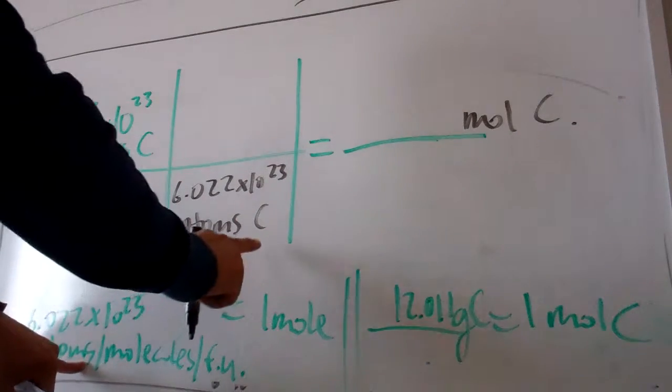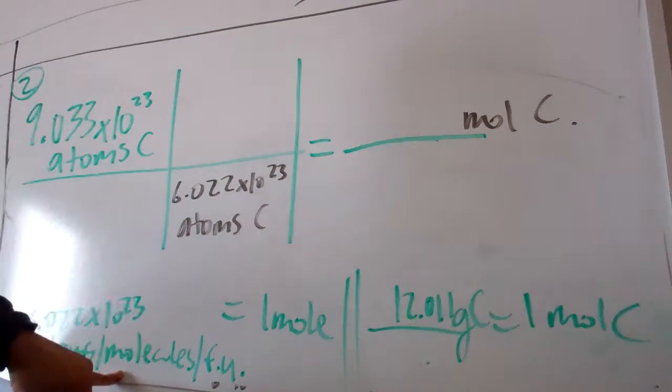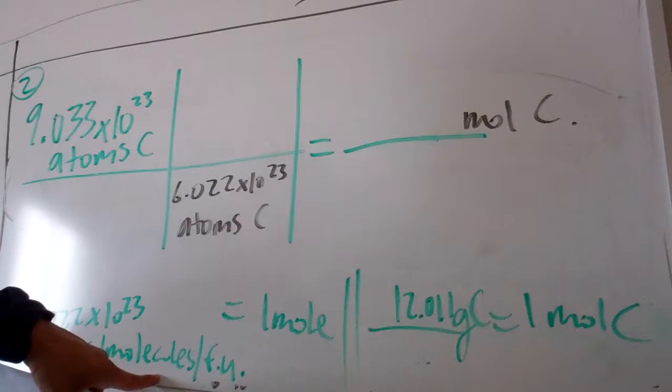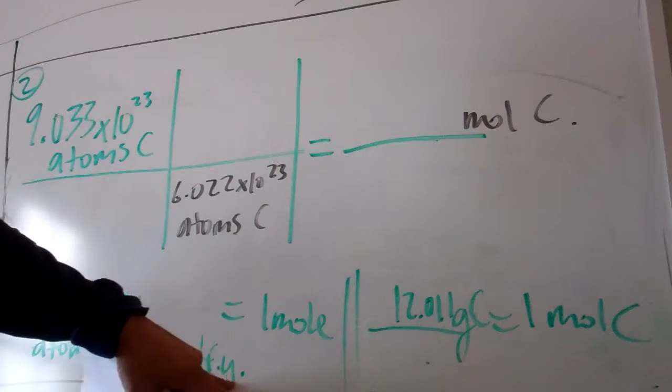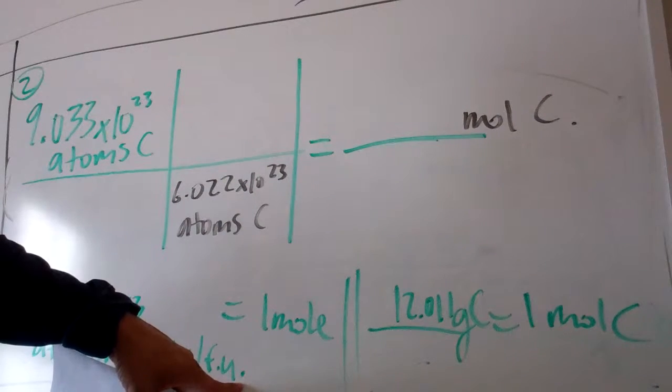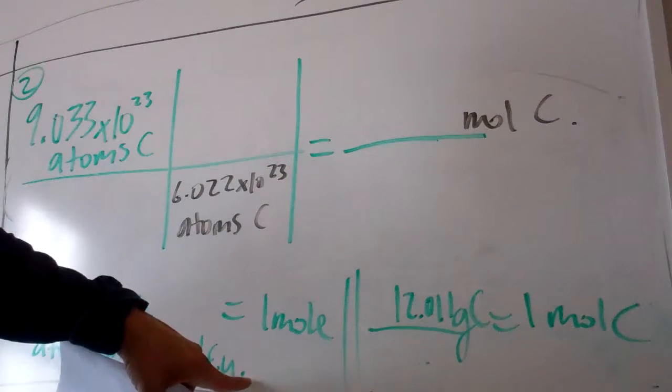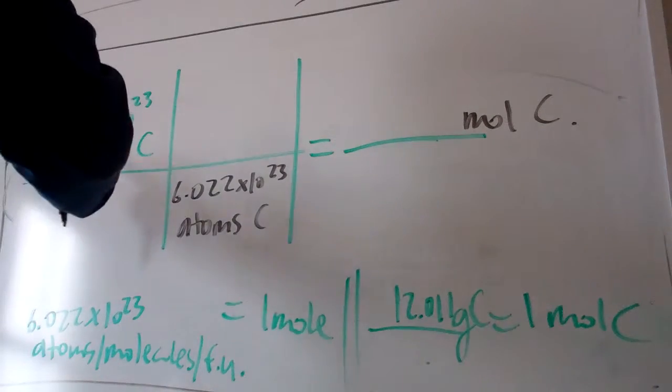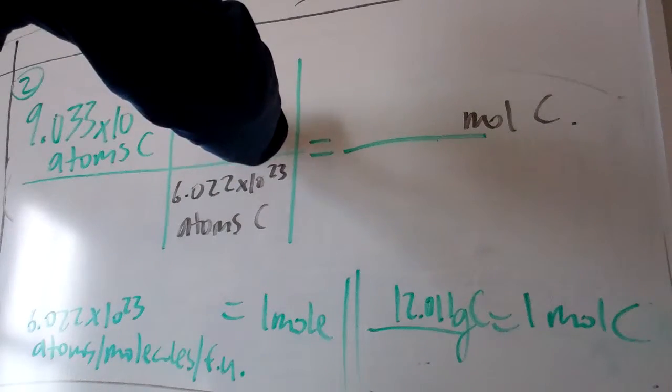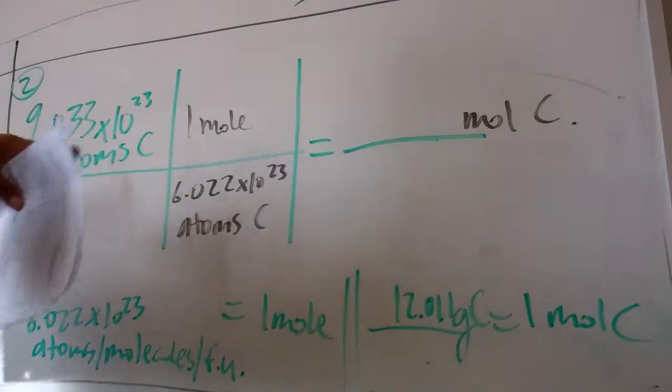If it's an atom by itself, an element, use atoms. If it's a molecule, that's basically a covalent compound, 2 nonmetals, then use molecules. If it's an ionic compound, which is either a metal and a nonmetal, or more than 1 nonmetal, then use formula units. So this is how many atoms are in 1 mole. This is my conversion factor.